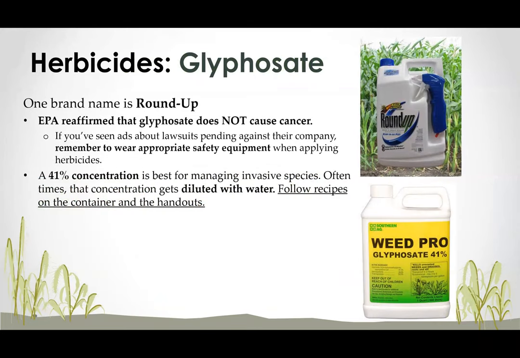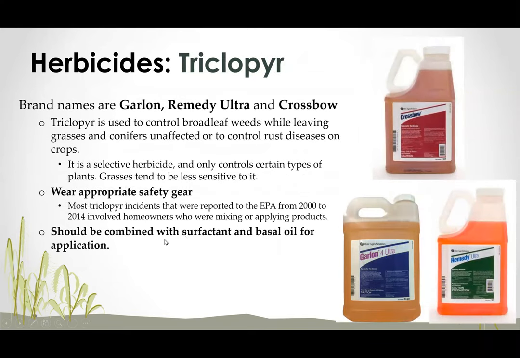So a few herbicides that we had talked about today that were mentioned, again, it's important to read the instructions on the actual herbicide itself. Each one's going to be different. A 41% glyphosate tends to be really good for managing invasive species. Oftentimes this is to be diluted with water. Again, follow the recipes. Sometimes your herbicides need to be diluted with water. Sometimes they need to be diluted with or combined with a surfactant or a basal oil.